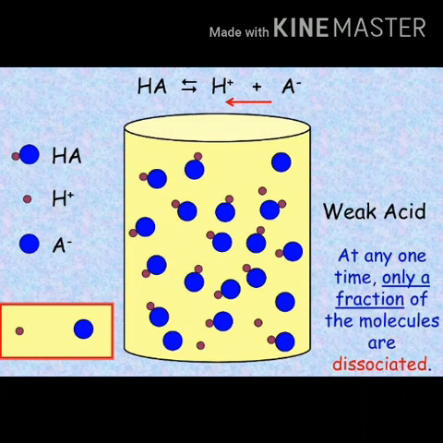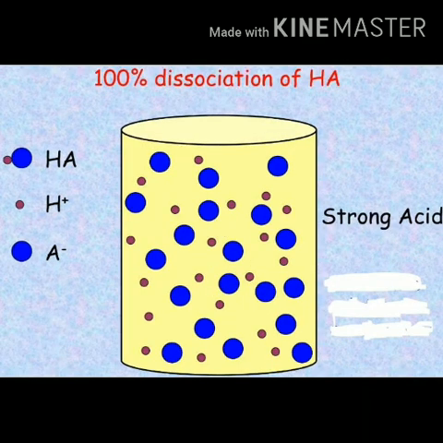You can get only 2 or 3 red dots which are individually moving in the aqueous solution and the rest of the molecules are intact. So when in the aqueous solution only a small fraction of the acid molecules are dissociated, then that is called weak acid. So what is strong acid? Strong acids are those whose molecules are all dissociated. That is 100% dissociation of the acid molecules in the aqueous solution.